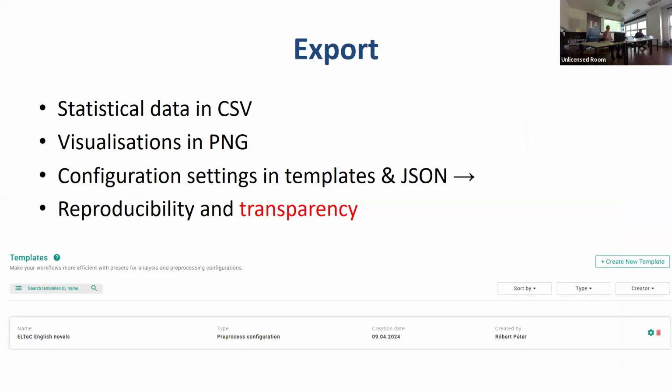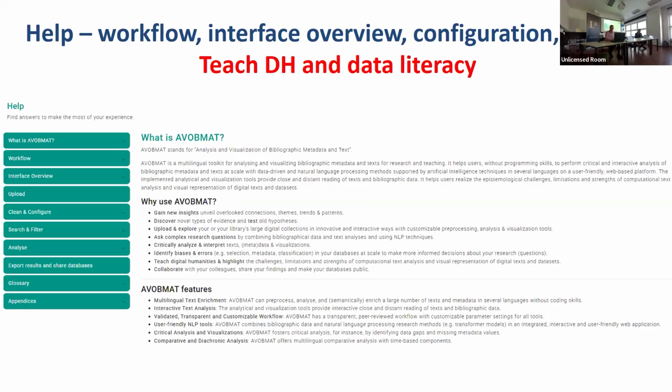So you can export the results in several ways, CSVs, PNG files, and what is important is that you can also save all your configuration settings in JSON format. And as you can see at the bottom of the slide, there is a template window where you can save all your templates. You can publish them, and it helps the reproducibility and transparency of your analysis.